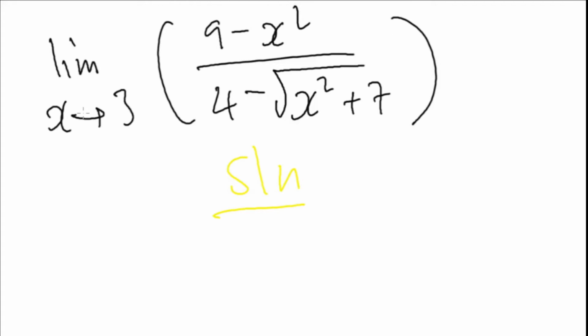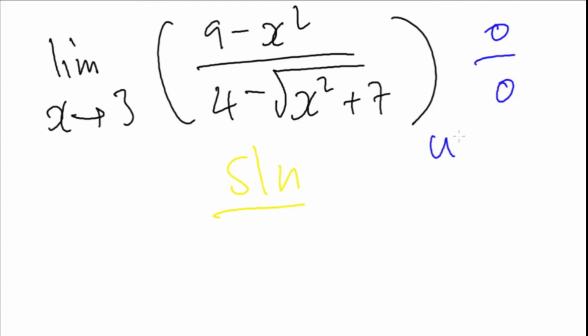So let's look at the equation again. So friends, let's see something. If you substitute 3 directly into this, it's 9 minus 3 squared, which is 9, so it's 0. And 4 minus the square root of x squared plus 7: if you put 3, it will be 3 squared, 9 plus 7, the square root of 16, and if you take the square root, it will be 4. So 4 minus 4 is 0.